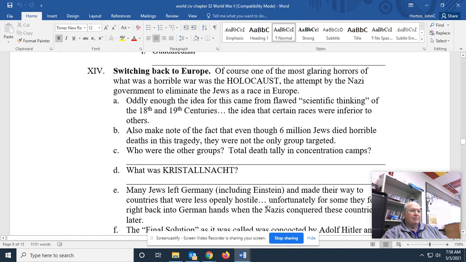One of the most glaring horrors of what was a horrible war already was the Holocaust. And I do promise that I will stop and show you my pictures of Auschwitz. In 1989, I visited Dachau, which was a prototype. What's a prototype? A prototype is like a model. Dachau was built in Germany outside of Munich as a model for what other bigger concentration camps were going to be. Dachau actually was a small camp.